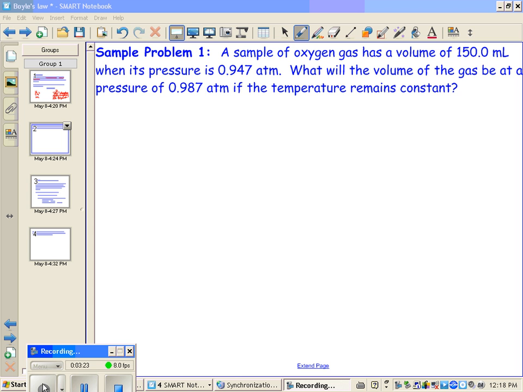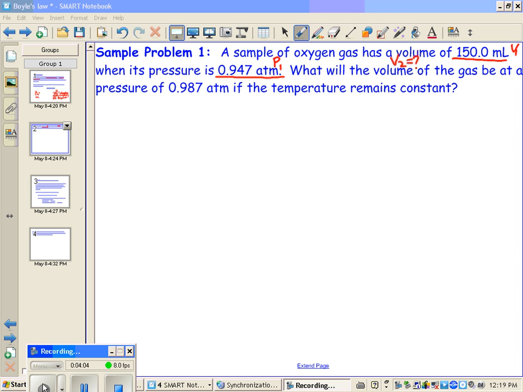So it says, a sample of oxygen gas has a volume of this. So everybody agree that that is a volume, right? And when its pressure is this, so this is a pressure, okay? Does everybody agree that that volume was measured at the same time as that pressure? So if I give this volume 1, this has to be pressure 1 because they were measured together. Then it says, what will the volume be? In other words, that's what I don't know. So I'm going to label that 2, and I'm going to put equals question mark because that's what I don't know.